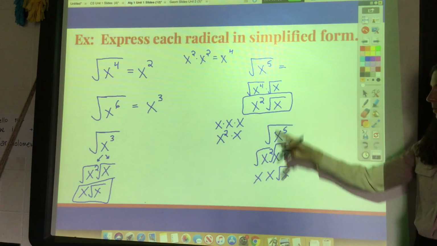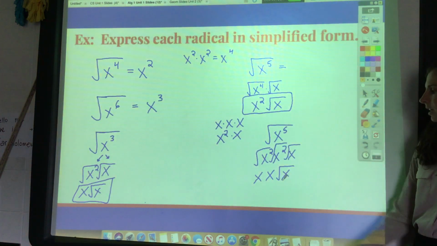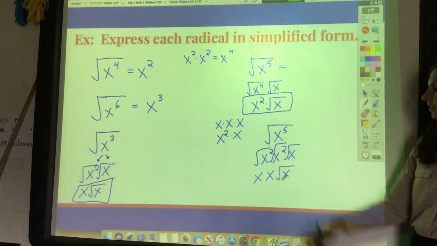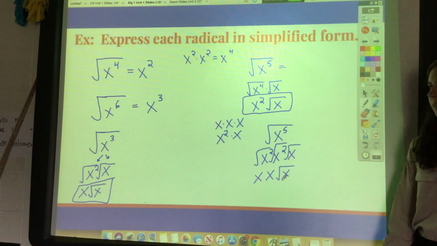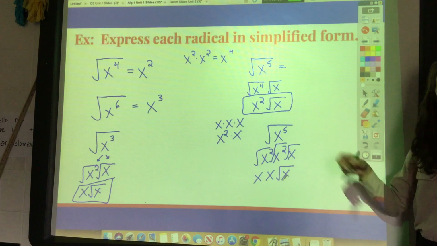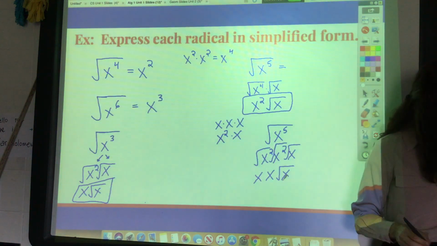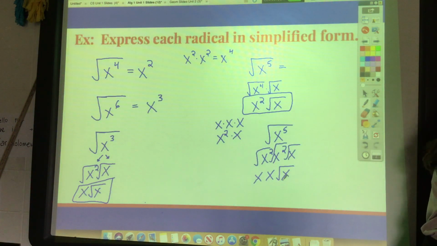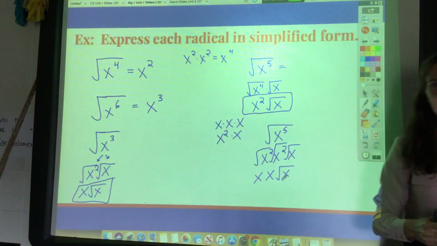Notice this gives me the same thing that I got before, because x times x is x squared times the square root of x. So however you want to do that, there are often many ways to do it. We'll do a couple more examples in the next video.